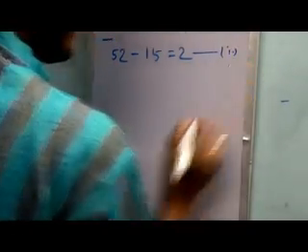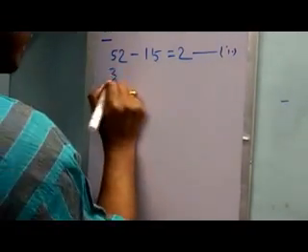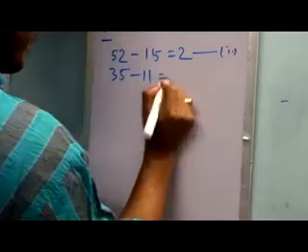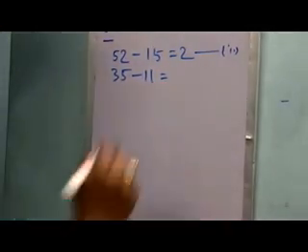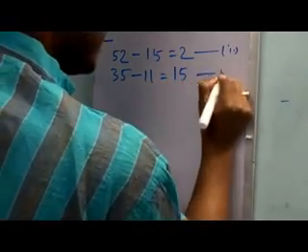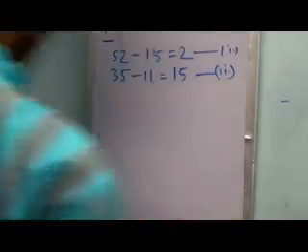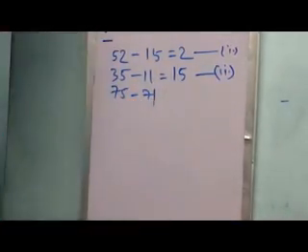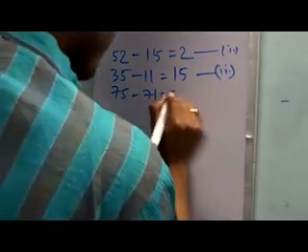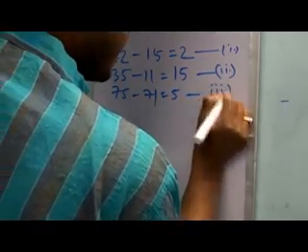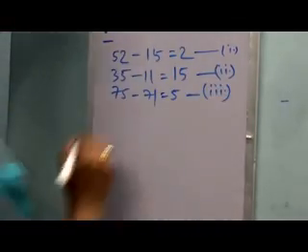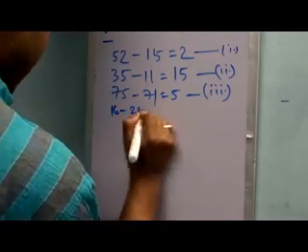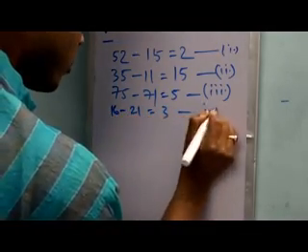Okay. Now 35 minus 11 equal to 15. This is second row of equation. 75 minus 71 equal to 5. This is third row of equation. 16 minus 21 equal to 3. This is fourth row of equation.